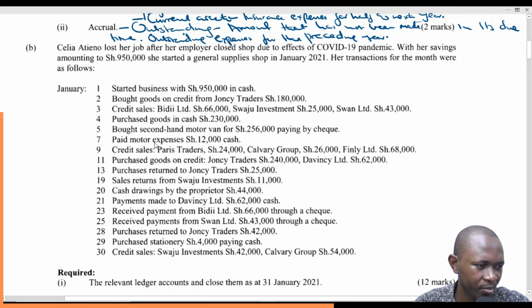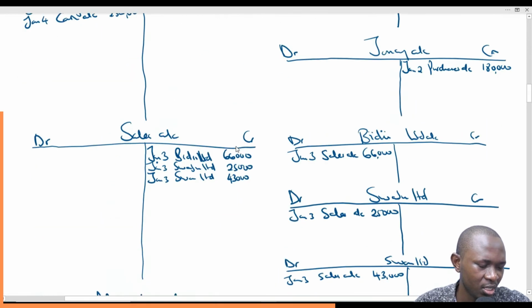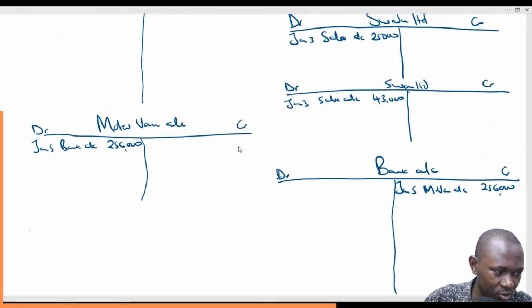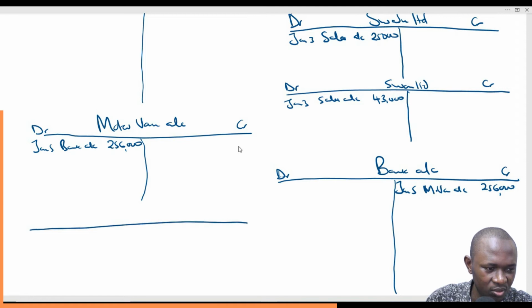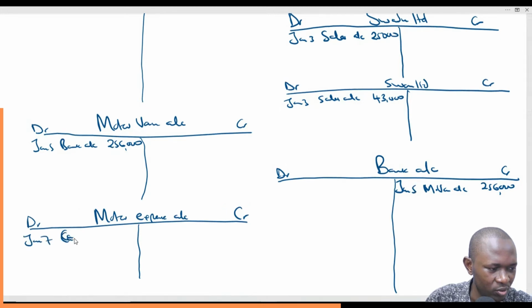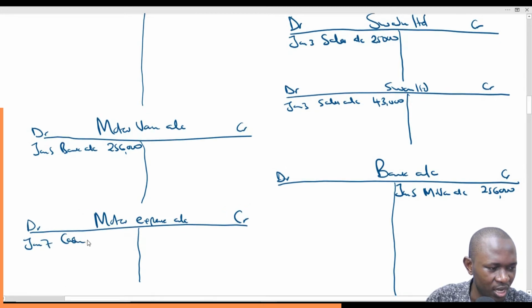Then paid motor expenses, 12,000 cash. Now, motor expenses are different from motor van. Motor van is an asset, motor expenses are expenses. So it means we open another account, motor expenses account, credit, debit, and they've said this is January 7th and it was paid by cash. So cash, how much? 7,000.